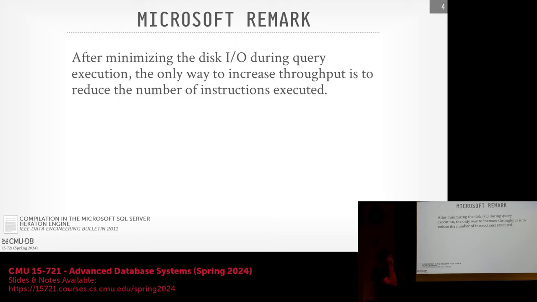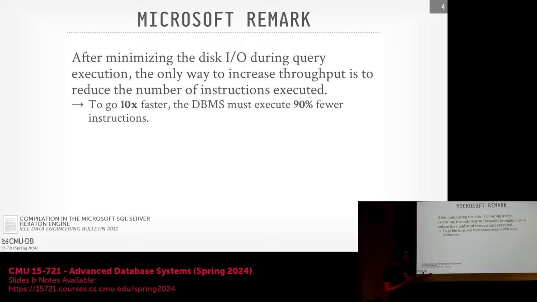So there's this great paper from Microsoft in 2011 where they talk about what it would actually take to build a database system to run orders of magnitude faster if you're just trying to reduce the number of instructions that you have to execute while you run queries. And they make this observation that if you want your database system to run 10x faster, then you need to execute 90% fewer instructions than you normally would. Seems like a lot, but that's actually doable, right?